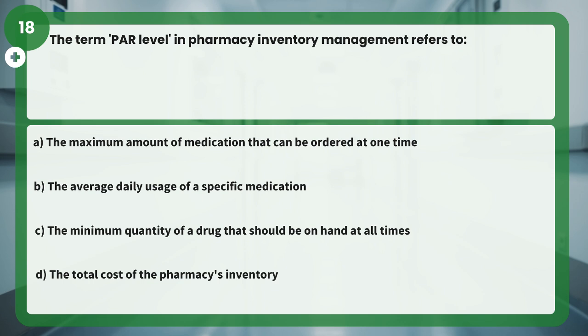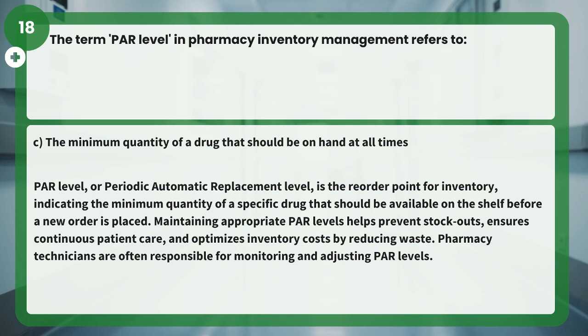Question 18. The term par level in pharmacy inventory management refers to A. The maximum amount of medication that can be ordered at one time. B. The average daily usage of a specific medication. C. The minimum quantity of a drug that should be on hand at all times. D. The total cost of the pharmacy's inventory. Answer C. The minimum quantity of a drug that should be on hand at all times.